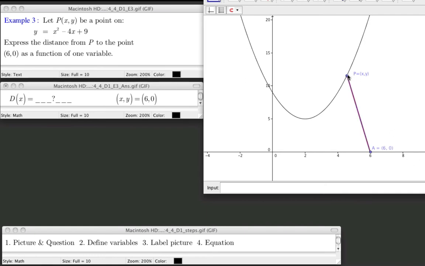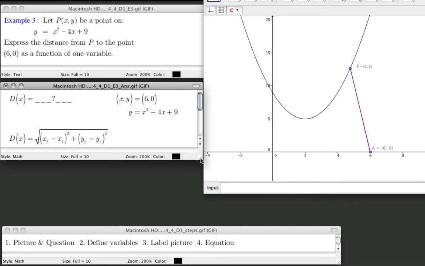But since P can move around, it can be anywhere on the parabola, so the distance is going to keep changing. So my answer is going to have a variable in it, and the only variable that I want is x. So how do we tackle that? Well, I think if I'm going to go from a point to a point, I'm going to need the distance formula.